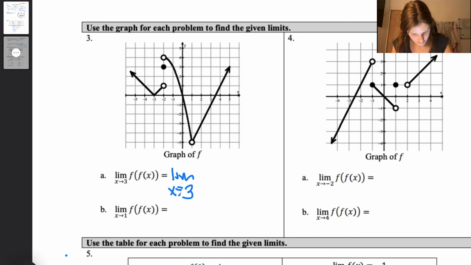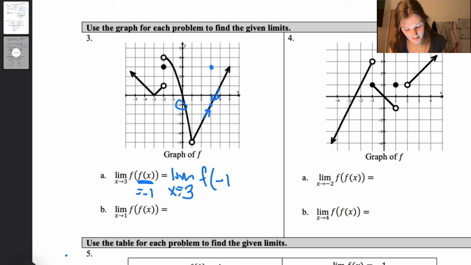So the limit of f of x as x approaches 3. And remember, guys, this is not the point. If this point was undefined, or if this point was like all the way up here and you plugged in 3, do not do that. It is the limit. So the limit is negative 1. So f of this is equal to negative 1.